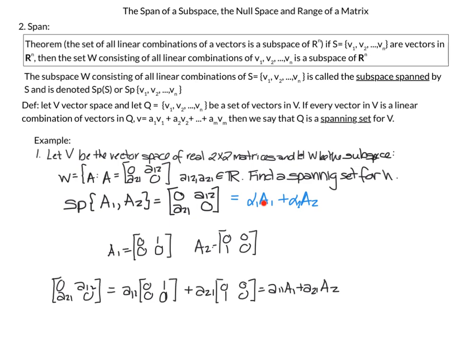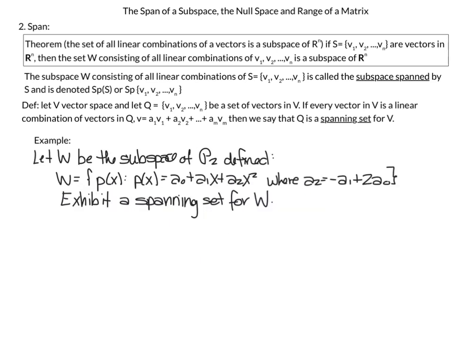I can do that if I set A1 to the matrix with 0 everywhere except for the A12 entry, and A2 to 0 everywhere except for the A21 entry. So you can see this general matrix can be equal to A12 times my matrix A1 plus A21 times my matrix A2, and therefore these two matrices, A1 and A2, span the space of W.